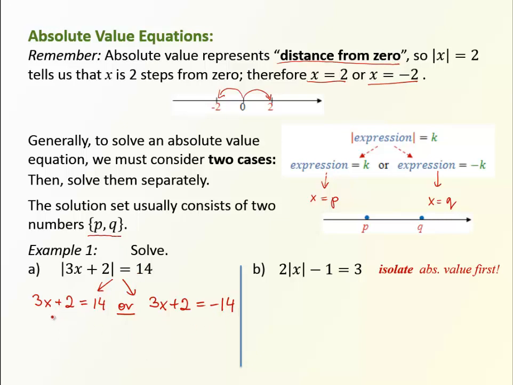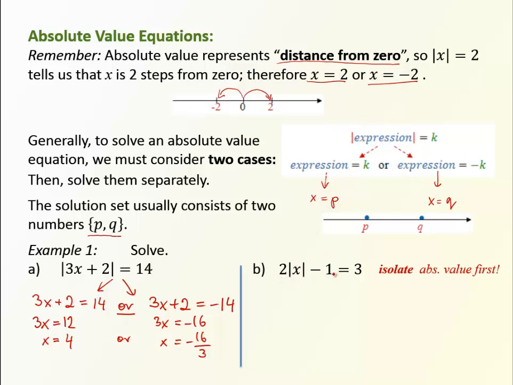Then we are solving each case separately. So this is 3x equals 14 minus 2 is 12, divide by 3, and you end up with 4, or 3x equals negative 14 minus 2 is negative 16, divide by 3, so we end up with negative 16 over 3. Second example, here we need to remember that we can split the absolute value equation into 2 equations, as on this diagram, only if we have isolated absolute value.